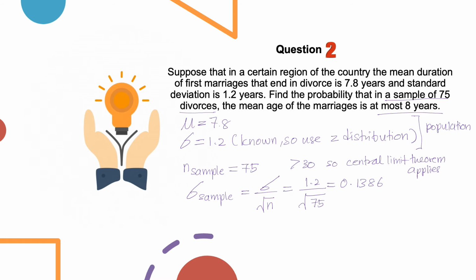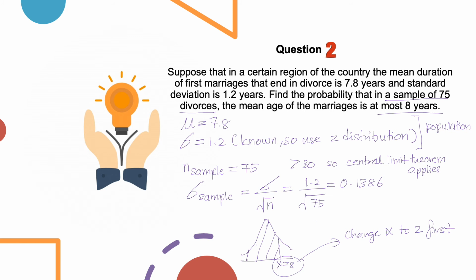The second statement refers to the information of the sample, where the sample size is 75, so apparently it is more than 30, so we can apply the central limit theorem. Applying the central limit theorem means that we assume the mean of the sample is equal to the mean of the population, that is 7.8 in this case. And the standard deviation of the sample is calculated as 0.1386. So the question asks us to find the probability that in a sample of 75 divorces, the mean age of the marriages is at most 8 years.